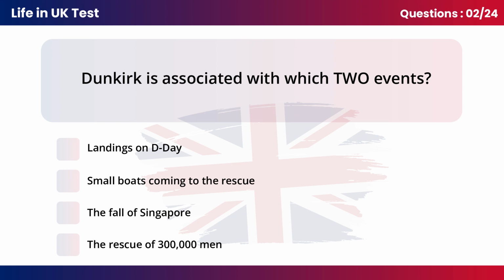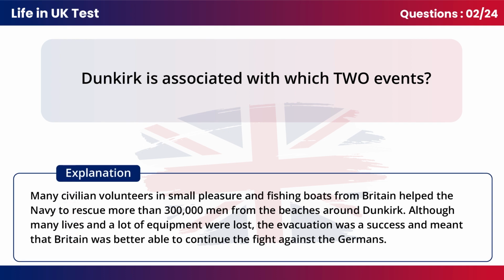Question 2. Dunkirk is associated with which two events? B. Small boats coming to the rescue. D. The rescue of 300,000 men. Many civilian volunteers in small pleasure and fishing boats from Britain helped the Navy to rescue more than 300,000 men from the beaches around Dunkirk. Although many lives and a lot of equipment were lost, the evacuation was a success and meant that Britain was better able to continue the fight against the Germans.